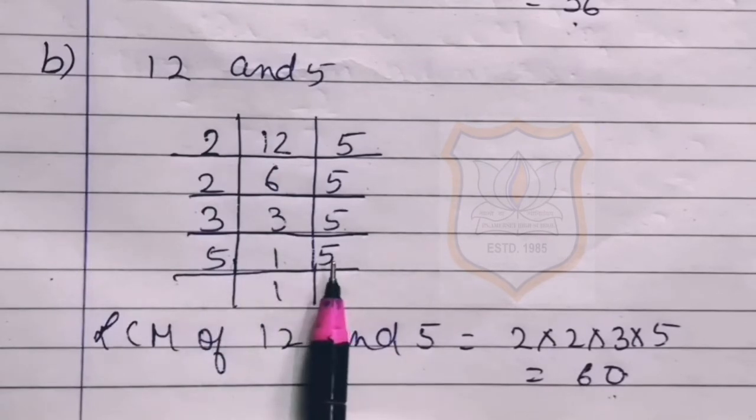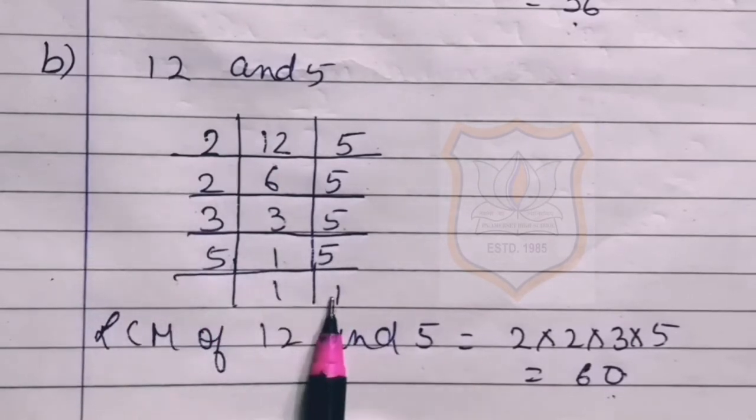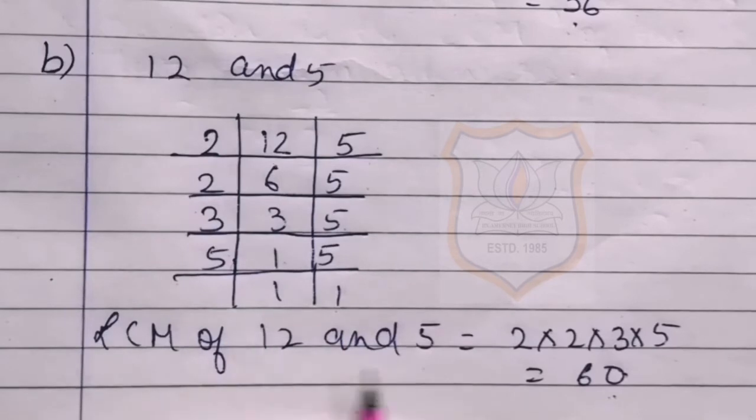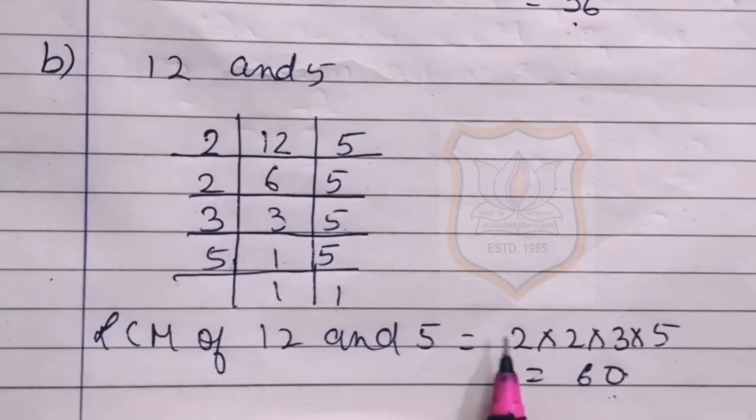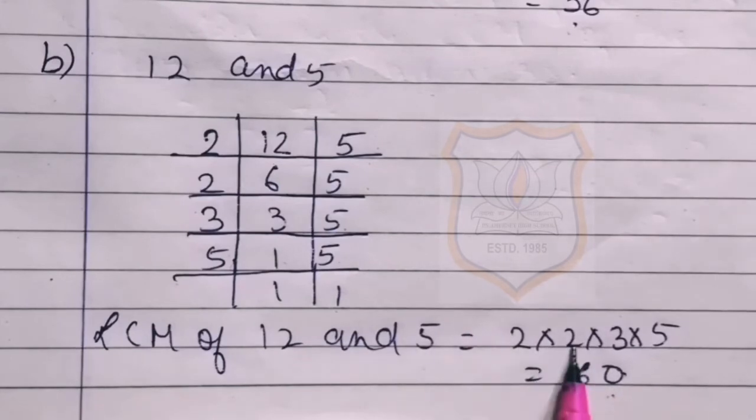Now we will divide this 5 by 5, so we will get 1 as the quotient. Now the LCM of 12 and 5 is 2 multiplied by 2 multiplied by 3 multiplied by 5. So 2 2s are 4, 4 3s are 12 and 12 5s is 60. So the LCM of 12 and 5 is 60.